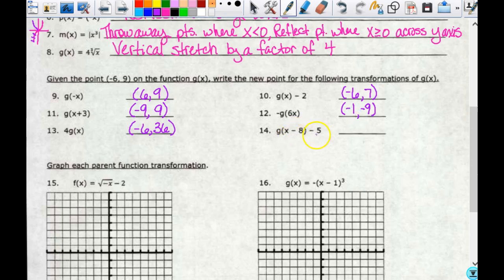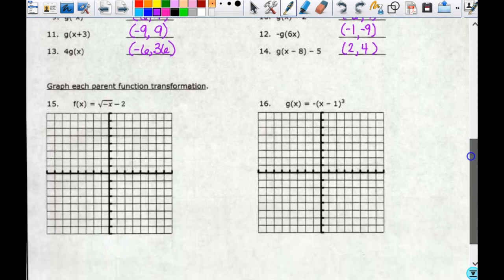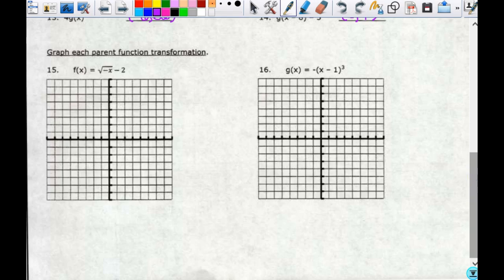Here I'm changing x and y. So for the x part, I do the opposite. Instead of subtracting 8, I actually add 8, so that's going to give me a positive 2. And for the y, I'm going to subtract 5, and that gives me 4.